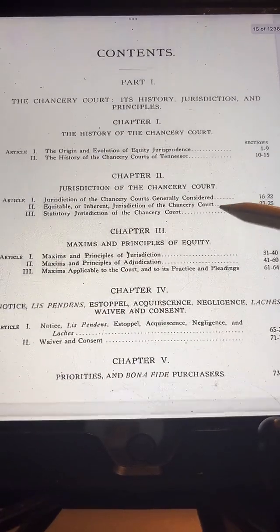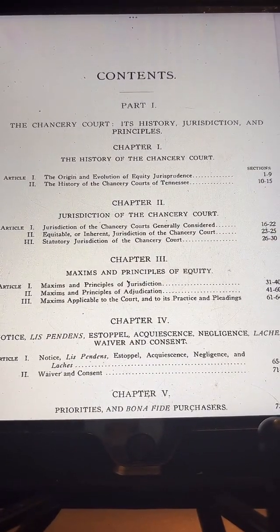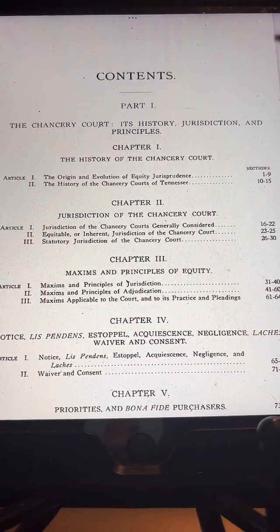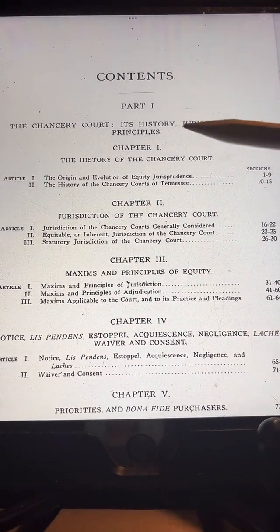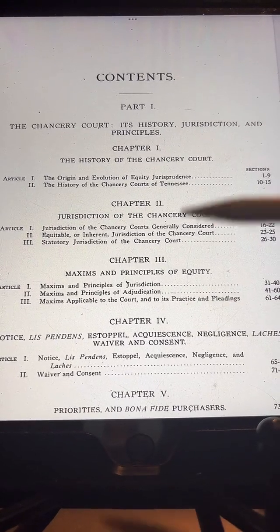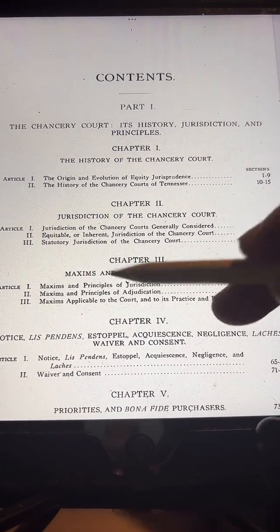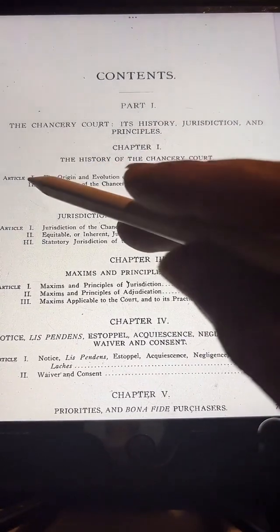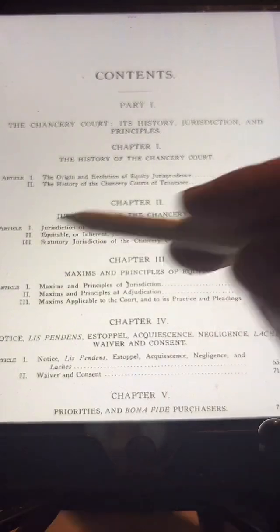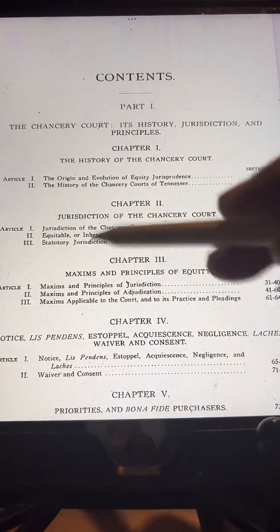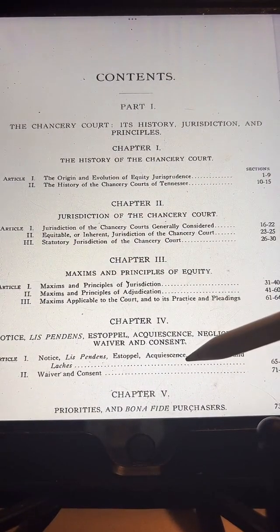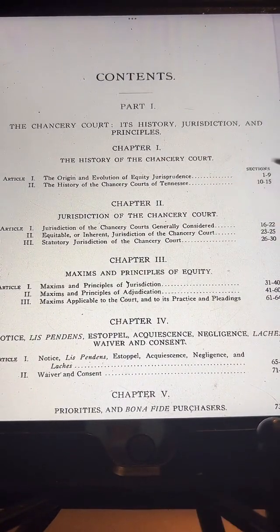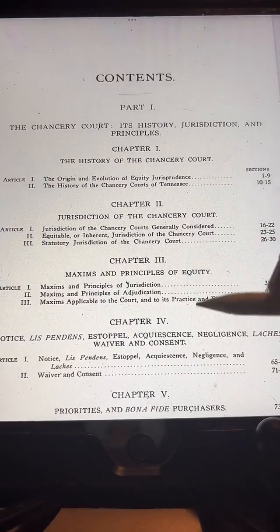All right. Now, contents. So, I think we'll give the opportunity to decide which ones we want to go through. I'm not sure necessarily that this is a book that has to be gone through one by one by one. You understand? So, if you notice, there's articles, right? And each article that's in each chapter contains a different type of information, right? So the origin and evolution of equity jurisprudence is pages 1 through 9. So why don't we just start with that?